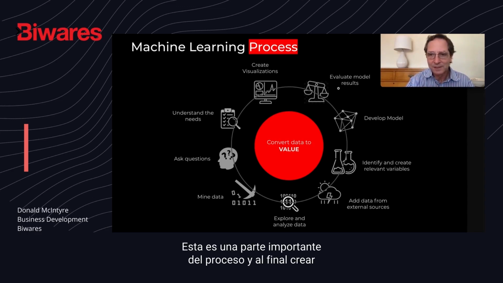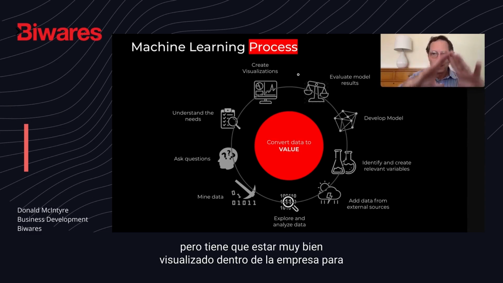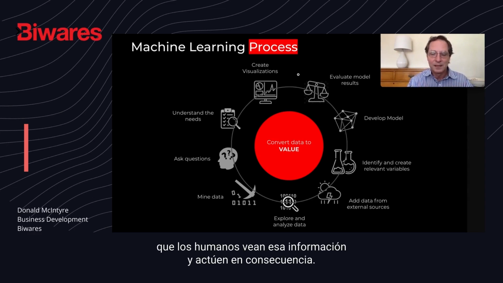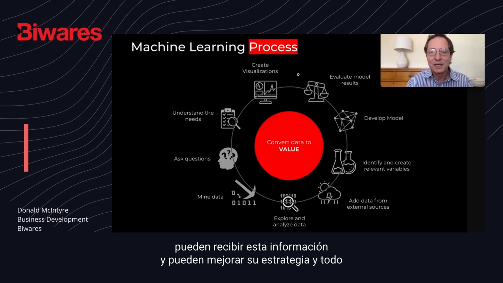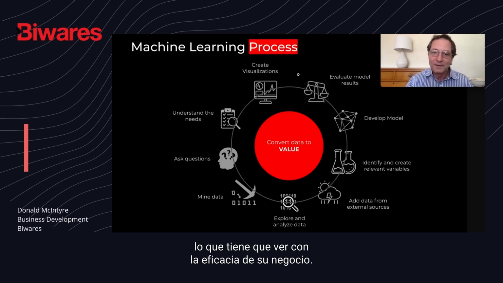is an important part of the process. And in the end, we create visualizations. All this information not only generates recommendations, diagnostics, and predictions, but it has to be very well visualized within the company for humans to see that information and act upon it. From employees to the CEO, the C-suite, people can receive this information, and they can improve their strategies and everything to do with the effectiveness of their business.